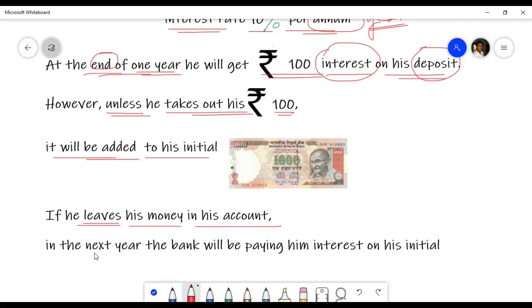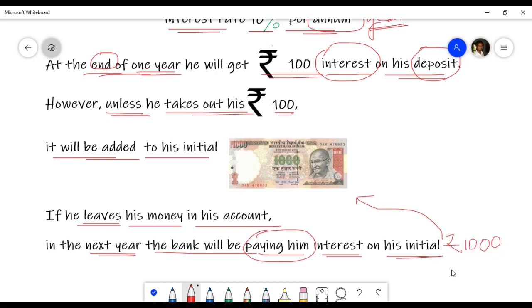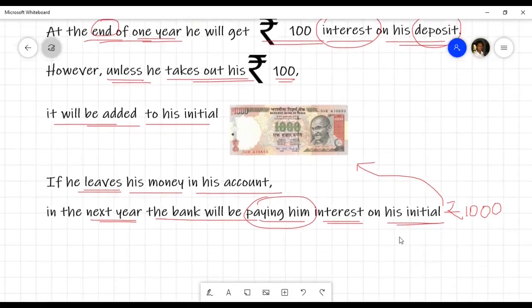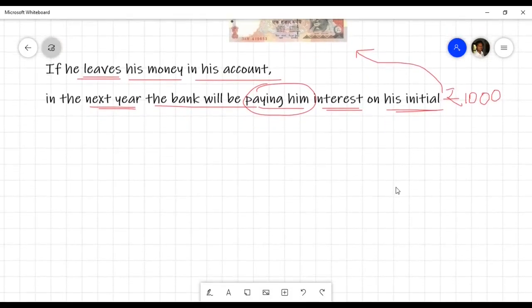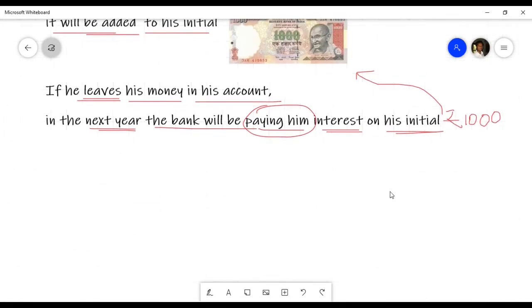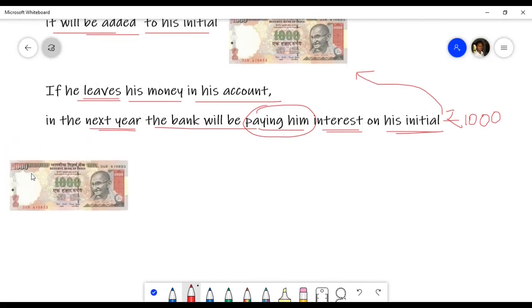In the next year, the bank will be paying him interest on his initial deposit, right? So his initial deposit was rupees 1000. I hope you have understood till here. This man deposits 1000, the bank gives 10% of the initial deposit, that is 100. So the man will be getting back rupees 100 as the interest. So this is how it happens.